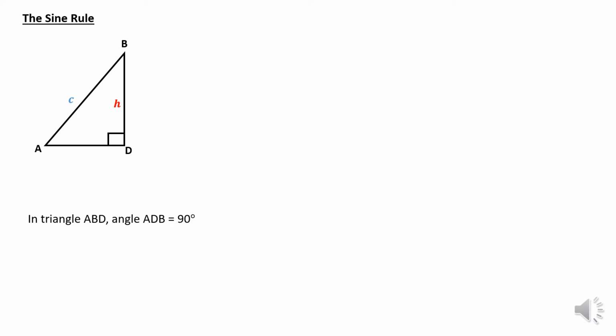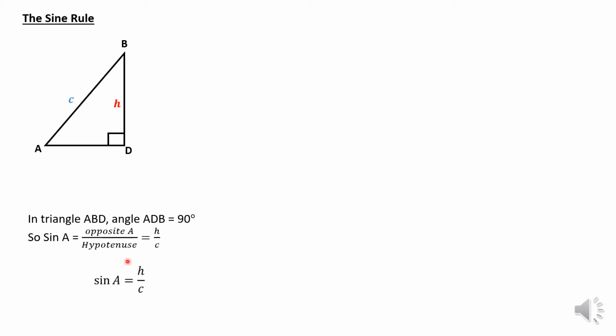Right, so let me just get right into it. Suppose I bring this particular triangle here. This is triangle ABD. What you can see from this triangle is that the angle at D is 90 degrees. And if you are asked to calculate the sine of angle A, remember the sine is whatever is opposite, in this particular case h, over the hypotenuse.